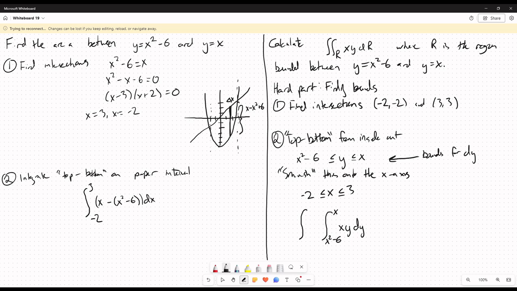And then next, moving out a little bit, we're going to have -2 to 3 as my next one. Since that's what x is between, my dx is going to be on the outside. And this would give me the double integral I would need to calculate to evaluate the integral over this region.